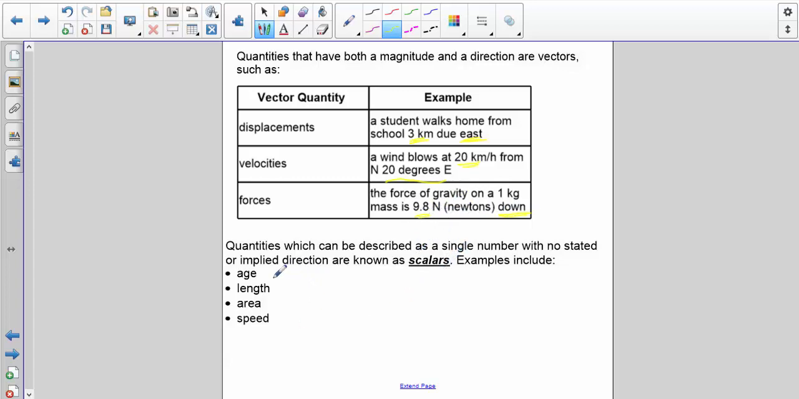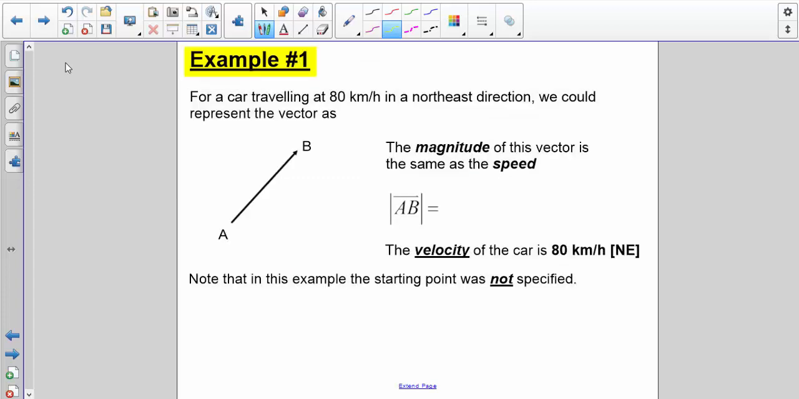Okay, so not to be confused or conflated here, these four examples are what we call scalars. They are not vectors. They have a number associated with them, but they don't necessarily have a direction, right? Age, length, area, speed. I think I mentioned speed a second ago. Speed doesn't have a direction associated with it. We would just say, oh, he was traveling at a speed of 20 kilometers per hour. Well, in what direction? If we gave a direction along with that speed, it becomes a vector and therefore a velocity.